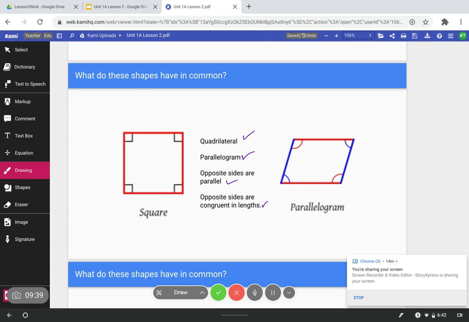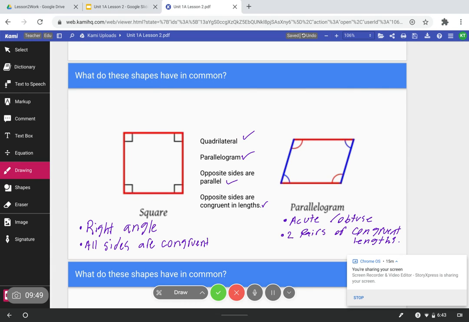So now, again, we're going to go to the negative. What do these shapes not have in common? What the square has that the parallelogram does not have is that the square has right angles. Also, the square, all sides are congruent. All lengths are the same size. The parallelogram has acute and obtuse angles. These would be acute, and this one would be obtuse.